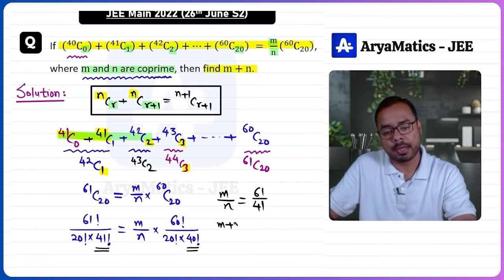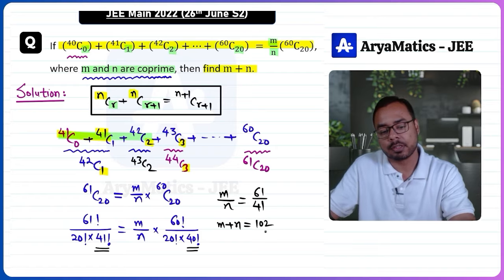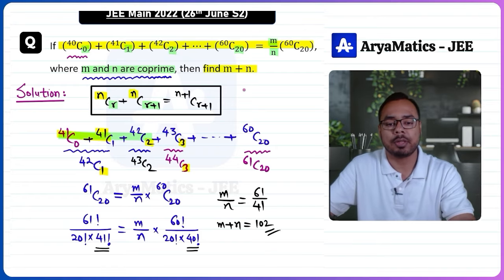So clearly you can see that m will be 61 in the smallest form. This is the fraction 61 by 41. Now m is 61, n is 41. The sum of these two will become 102. So that is the correct answer for this problem, right?